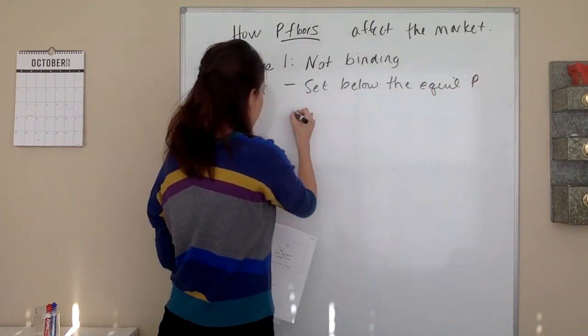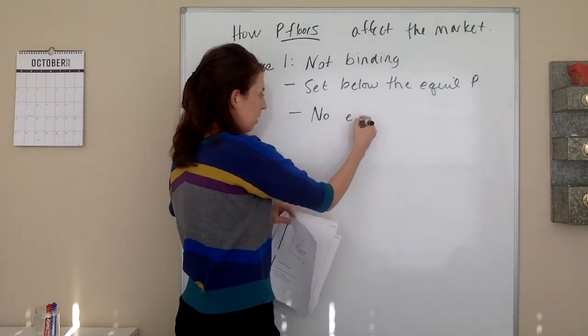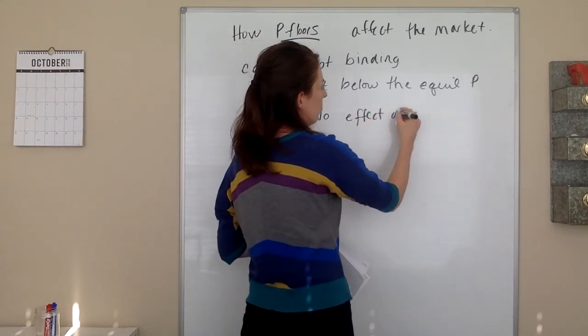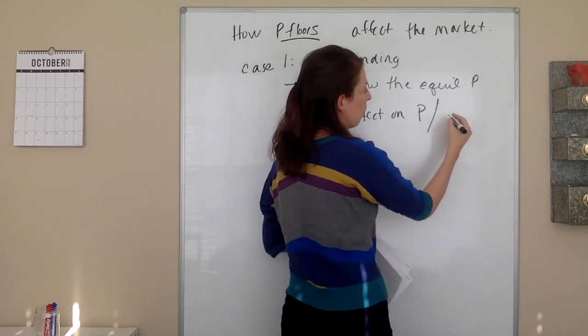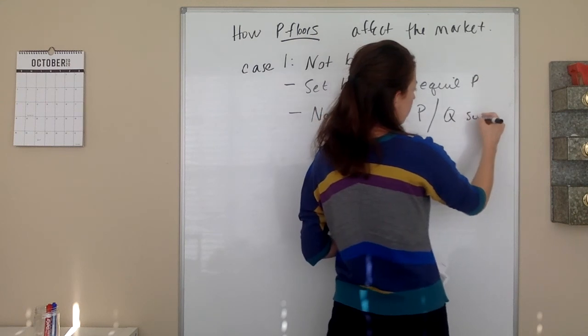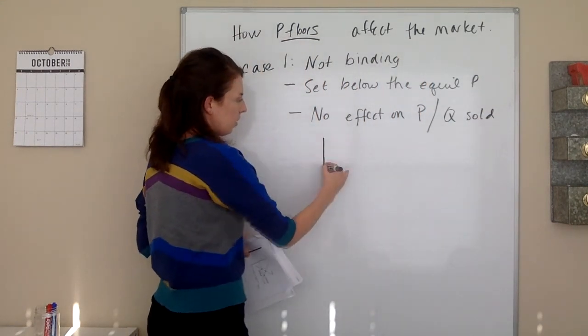And if this is the case, then there's going to be no effect on the equilibrium price in the market, or the price that materializes in the market, or the quantity that is sold in the market. So, okay, let's think about the picture for this now.